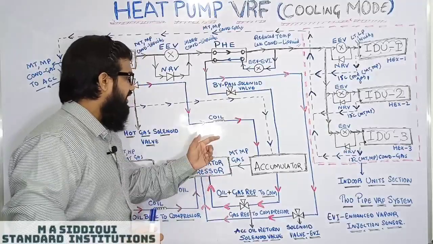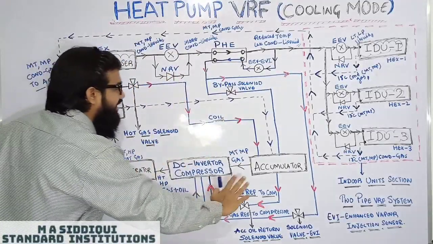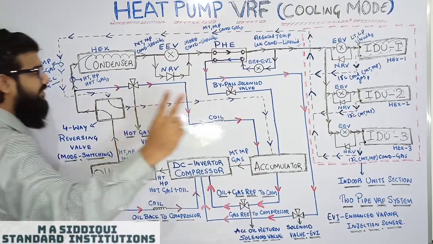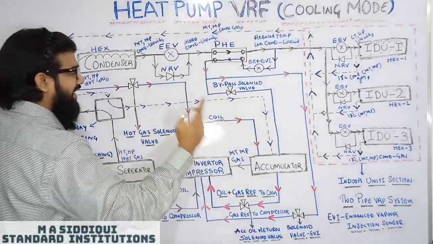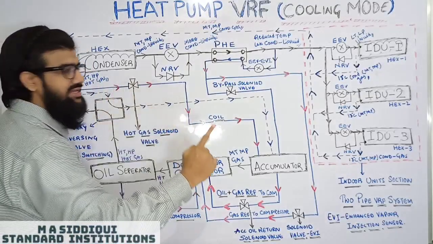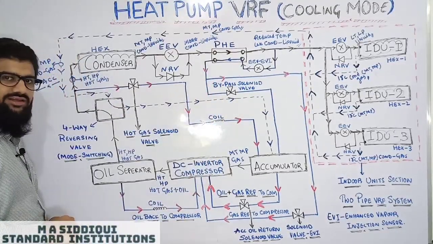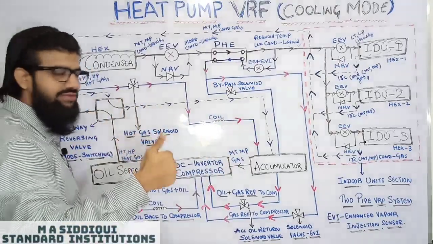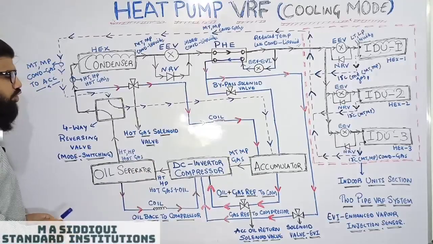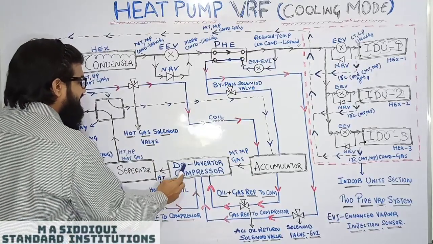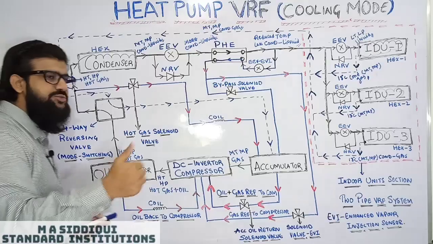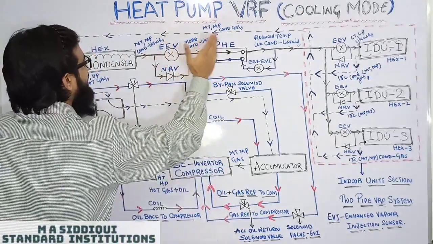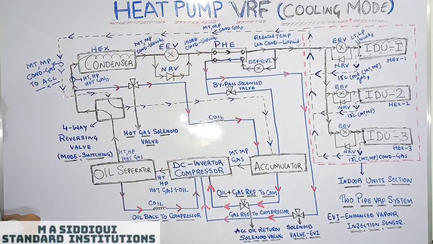First of all, this is the complete scenario which I have given to every one of you. I have taken two pens, one black, the other blue. Black is the complete refrigerant cycle. Blue is the complete control scenario. First, we will be covering the refrigeration cycle. So I will start with the DC inverter compressor to explain the refrigeration cycle of heat pump VRF cooling mode.